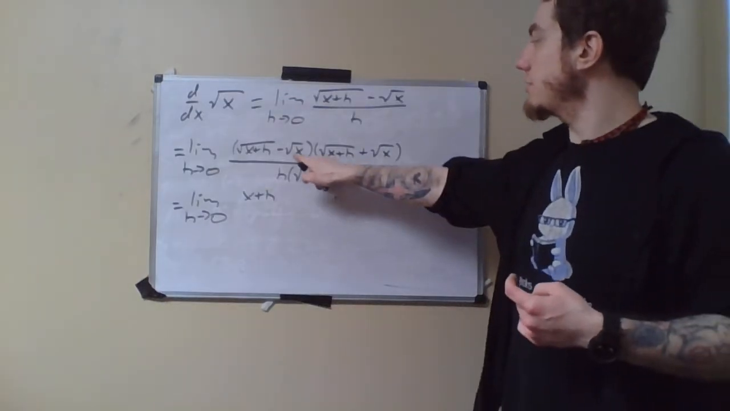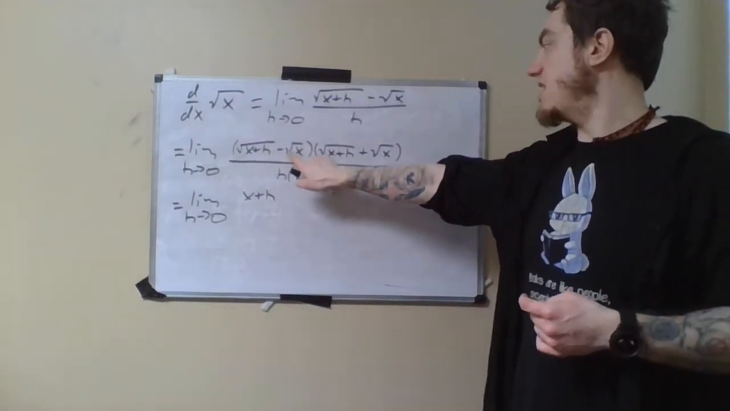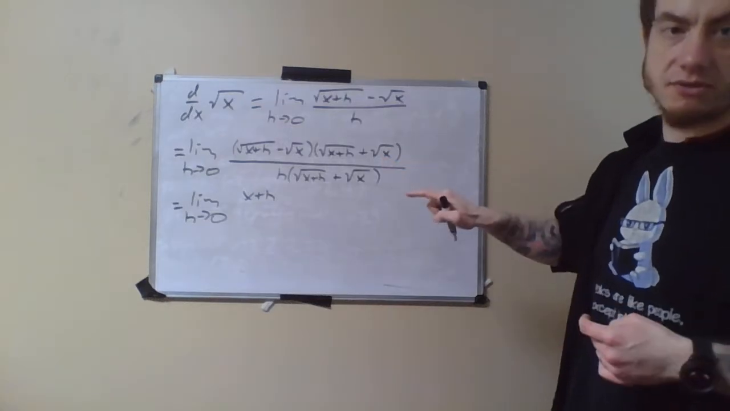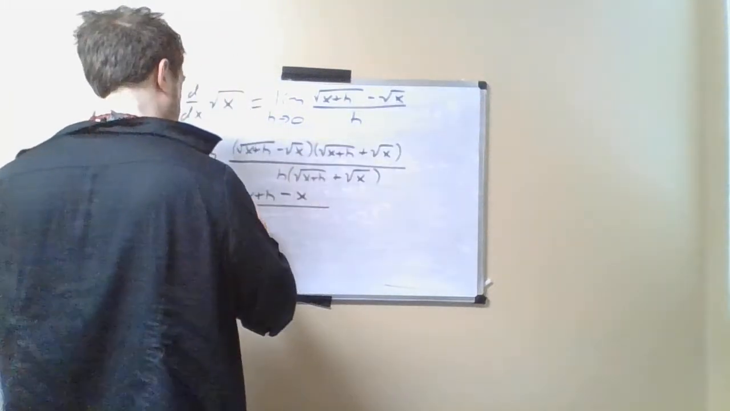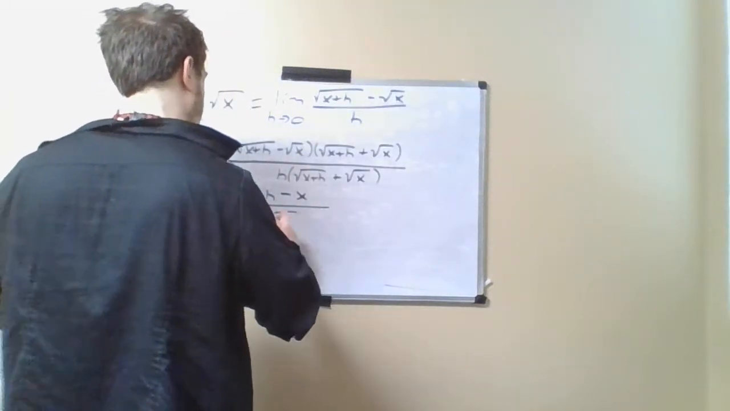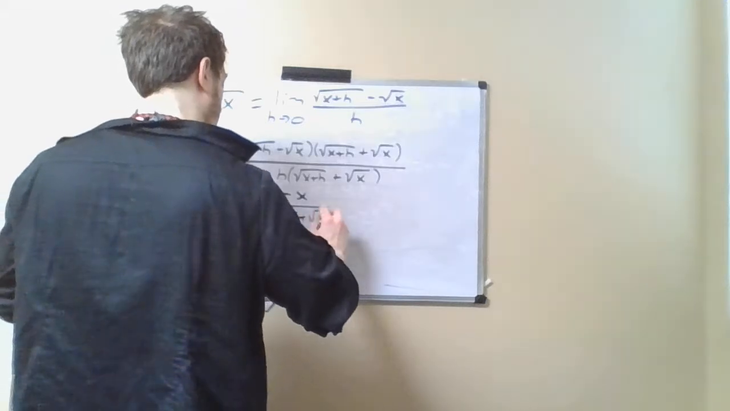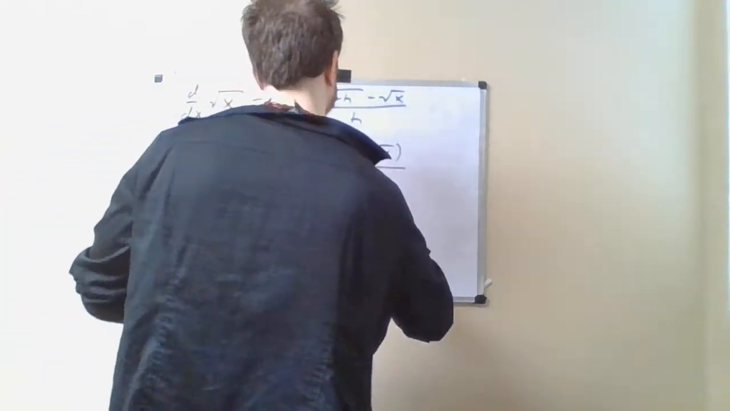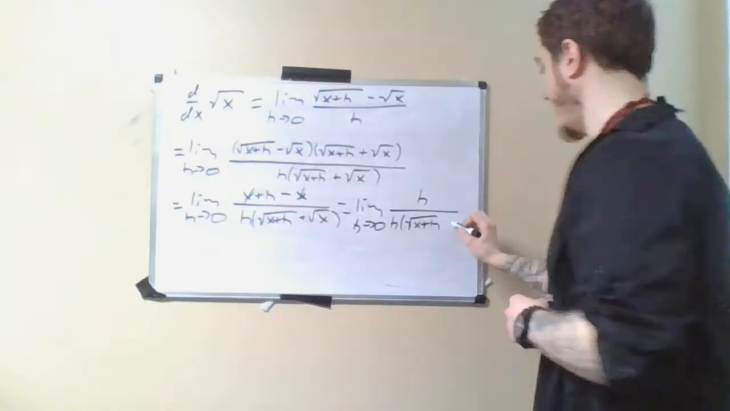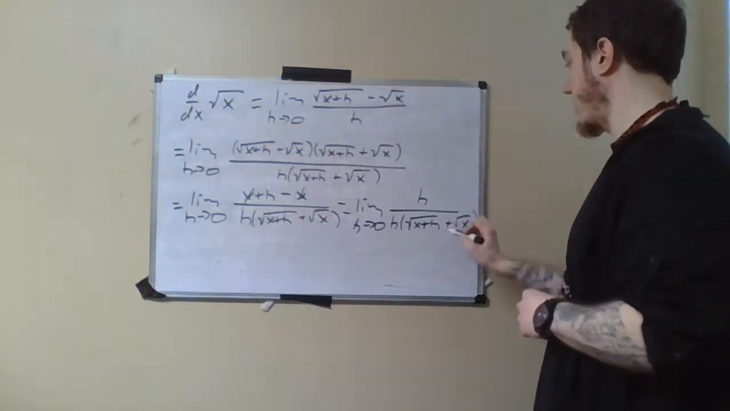So the only other term that survives is going to be negative square root of x times positive square root of x, which gives me a negative x. In the denominator, I still just have h times square root x plus h plus square root of x. The x's cancel. Now I have the limit as h is approaching 0 of h divided by h times square root x plus h plus square root x.